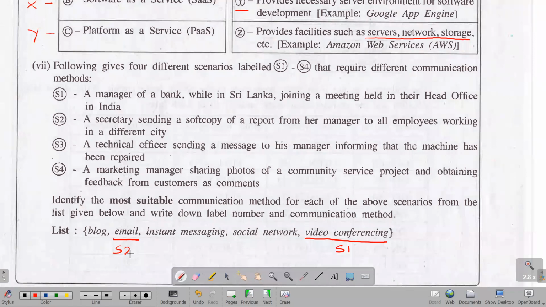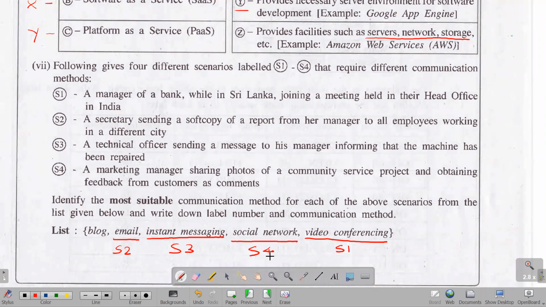Third one, a technical officer sending a message to his manager informing that the machine has been repaired. There are many ways that we can do it, but here what we can choose is instant messaging. A marketing manager sharing photos of a community service project and obtaining feedback from the customers as comments. That goes with social networks, which means S4.